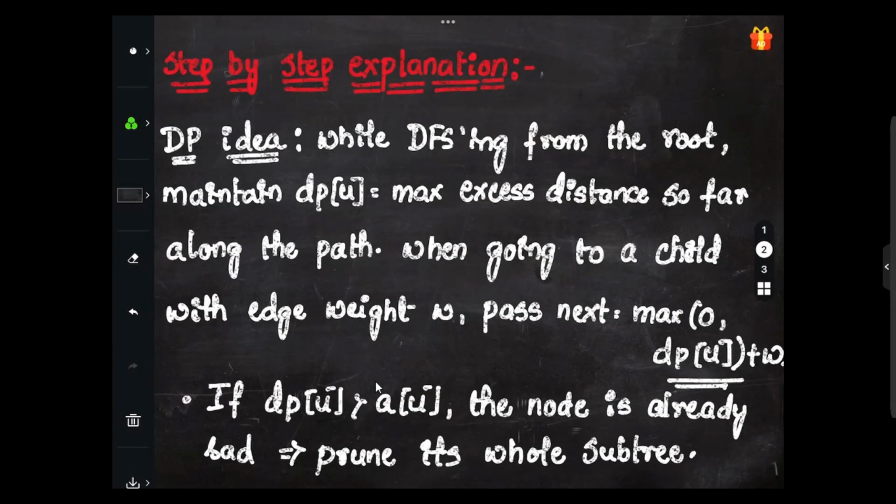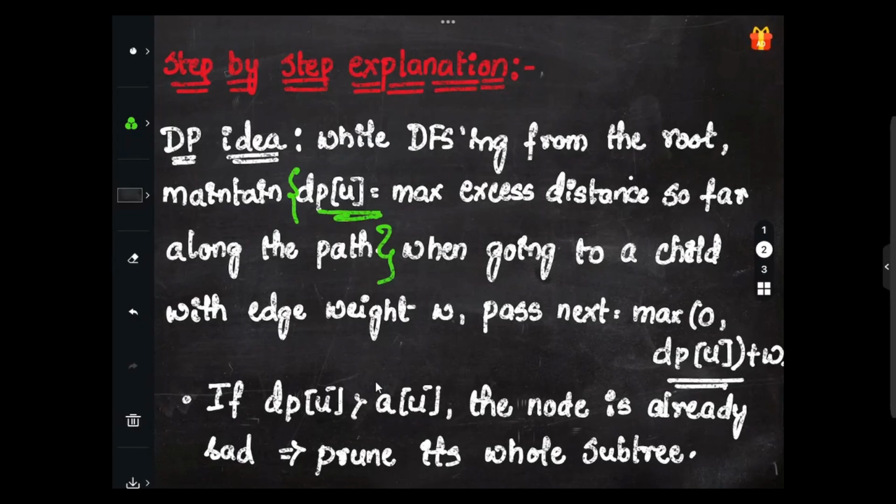And let's move on with the step-by-step explanation. First, let's discuss the DP idea. While I said we'll be making use of the DFS as well, while DFSing from the root, we will be maintaining the DP of u. That is nothing but the maximum excess distance so far along the path. Just remember this part.